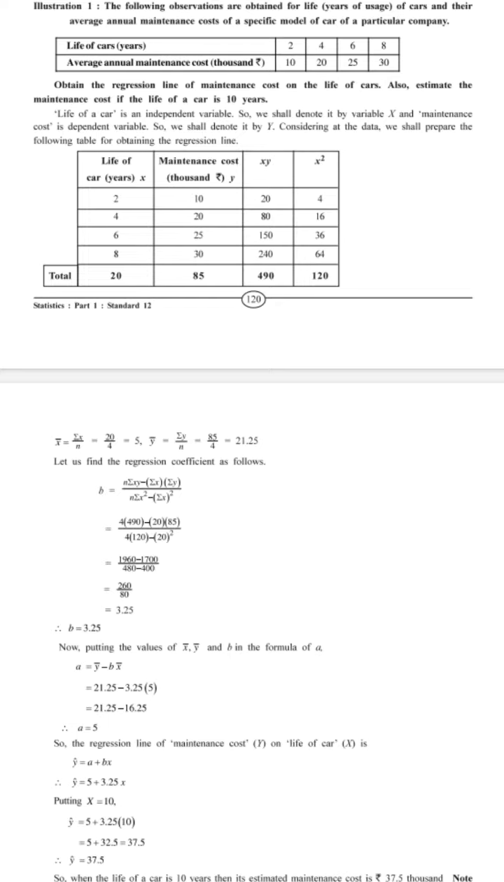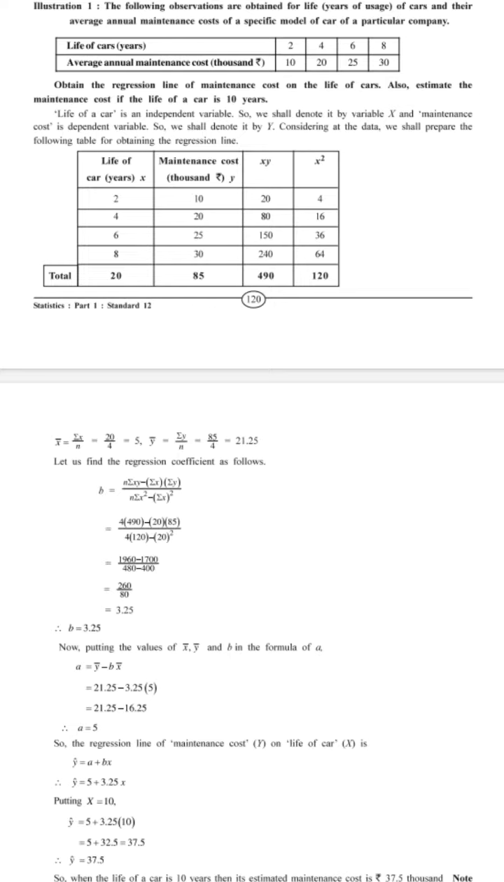Illustration number 1. The following observations are obtained for life in years of usage of cars and their average annual maintenance cost of a specific model of car of a particular company. You are given the life of car in years and average annual maintenance cost in 1000 rupees. Life of car is X and average annual maintenance cost is Y. Obtain the regression line of maintenance cost on life of cars.